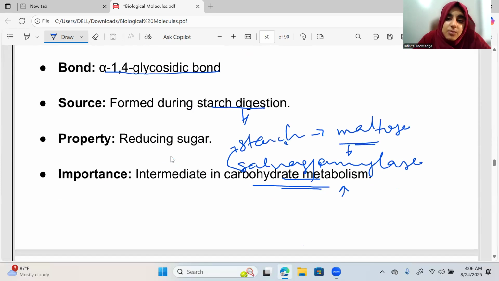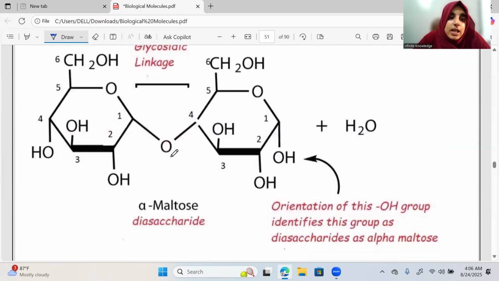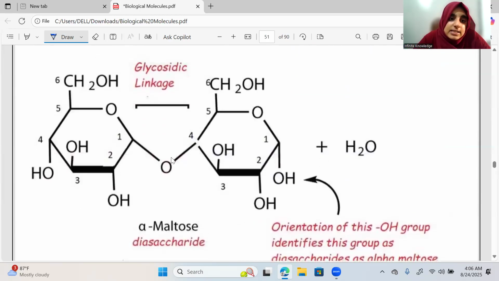Starch is converted into maltose, and this is an intermediate. Why? Because now maltose has to convert into the simplest form, which is glucose. Now, as you see over here, this is a glycosidic linkage being formed. What happens over here? There is one H positive and OH negative, which forms what? Which forms H2O, and this is water.